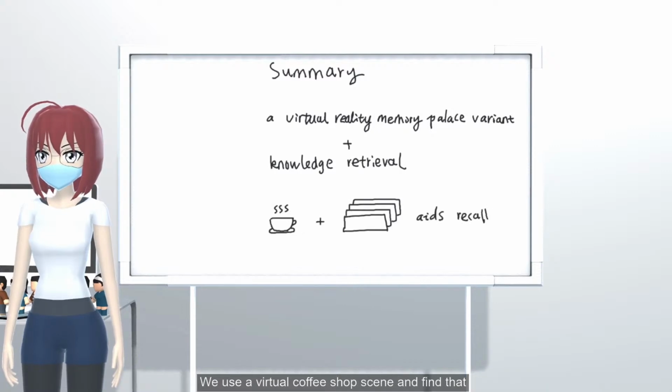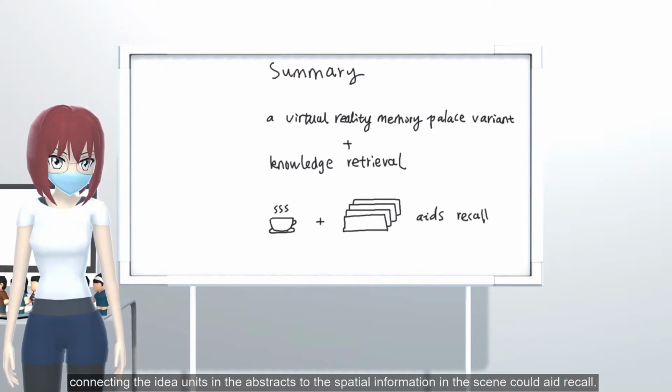Our task was much more difficult and might be relevant to semantic memory. We used the virtual coffee shop scene and found that connecting the ideal units in the abstracts to the spatial information in the scene could aid recall.